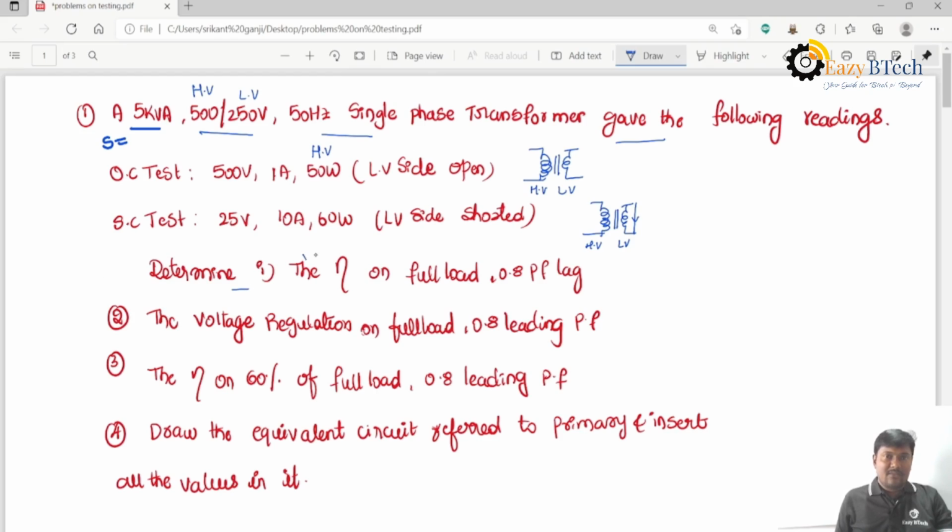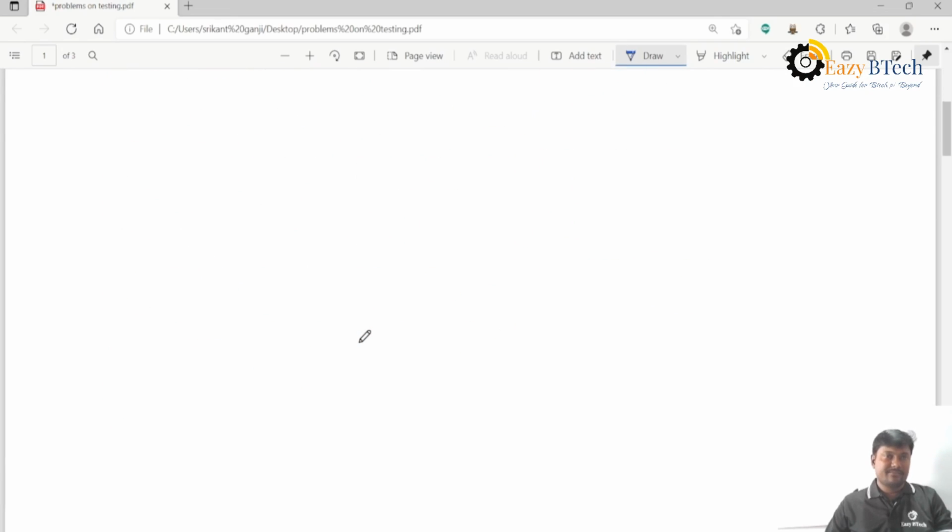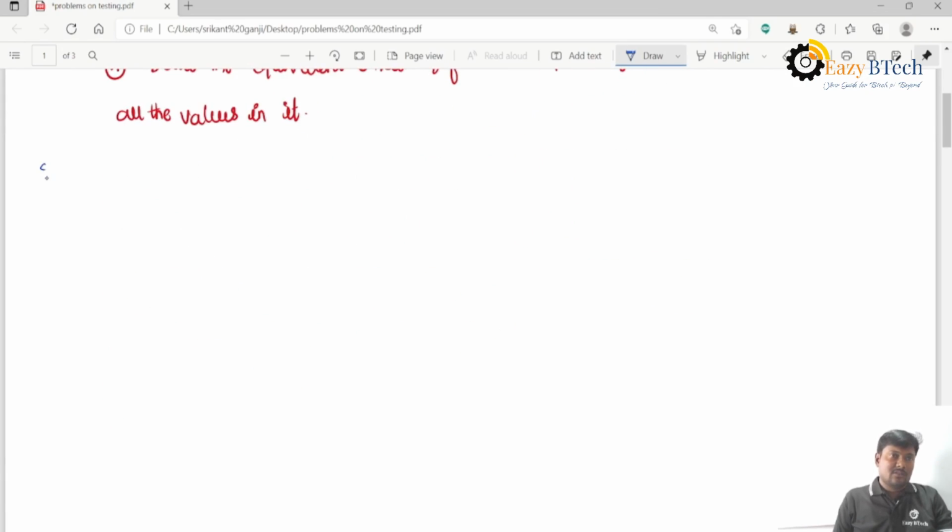So determine the efficiency on full load 0.8 power factor lagging, the voltage regulation on full load 0.8 leading power factor, and the efficiency on 60% of the full load, that means X value is 0.6, 0.8 leading power factor. Draw the equivalent circuit, refer to primary and insert all values in it. So coming to the solution of this problem.